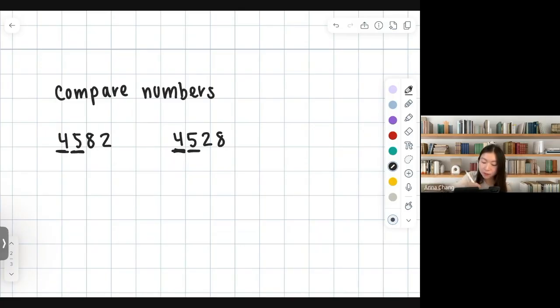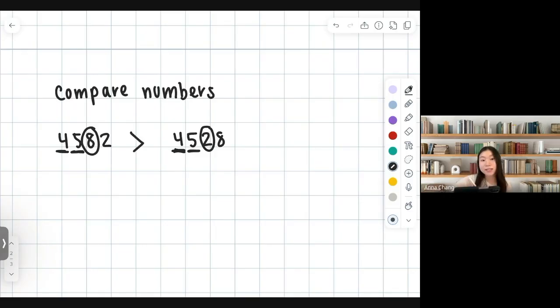Where we see a difference now is in our tens place. In the first number, we have 8 in the tens place. In our second number, we have 2 in the tens place. Because 8 is greater than 2, we know that 4,582 is greater than 4,528.